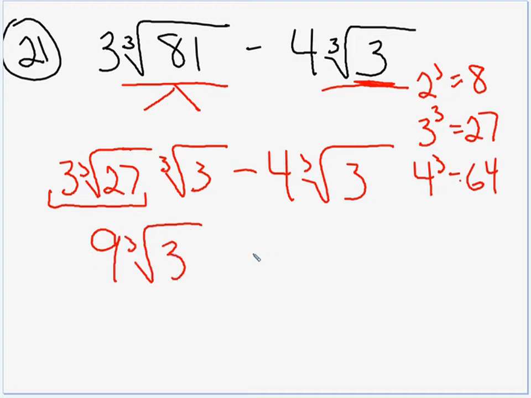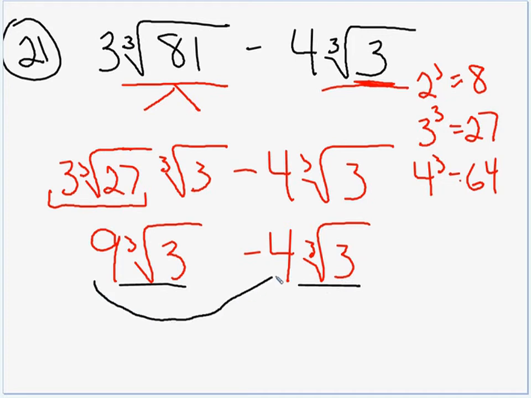9 cube roots of 3 minus 4 cube roots of 3. So now we have apples and apples. Cube root of 3, cube root of 3, so we can add or subtract the coefficients in front. 9 minus 4 is 5. 5 cube roots of 3.